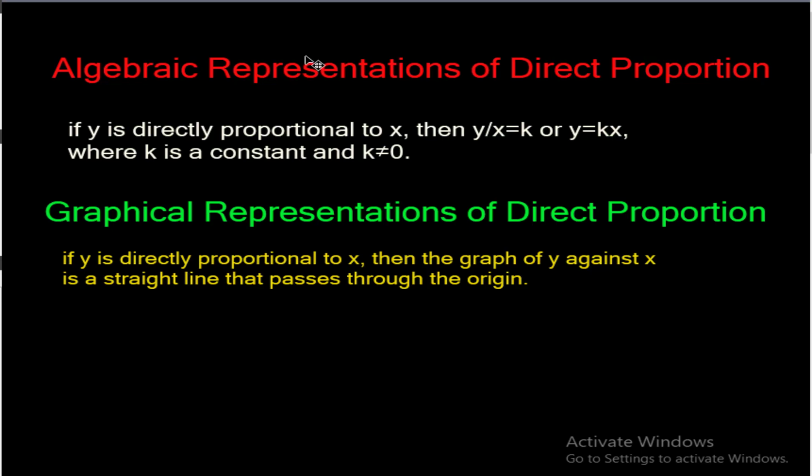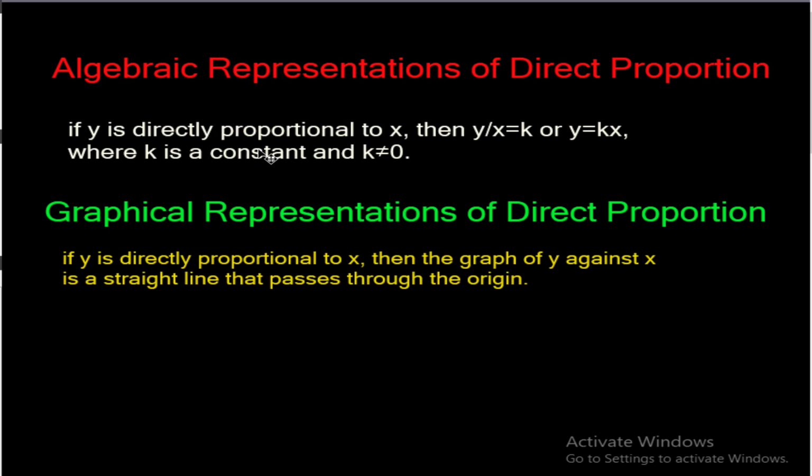Okay. So in this class, we came to know that in algebraic representations of direct proportion, if y is directly proportional to x, then y by x is equal to k, or y is equal to k times x, where k is a constant and k is not equal to 0. And we also studied what if k is equal to 0, then y and x have no relationship with each other. And in graphical representations of direct proportion, we came to know that if y is directly proportional to x, then the graph of y against x is a straight line that passes through the origin.